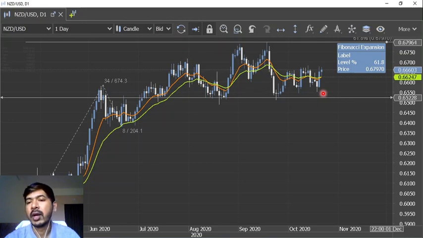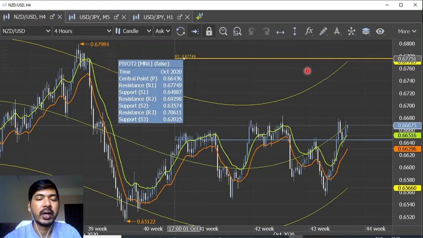0.6550 level for last two occasions, and now I think we can expect the weakness prevalent in the USD to help the NZD USD gain some price moves, and we can expect the NZD USD to break above this immediate hurdle, the immediate swing high, and that is the probability we are counting on, and we are trying to see if there are any emerging trading opportunities for us to get involved.